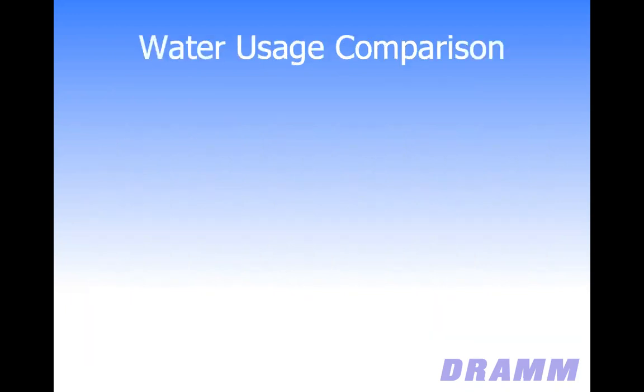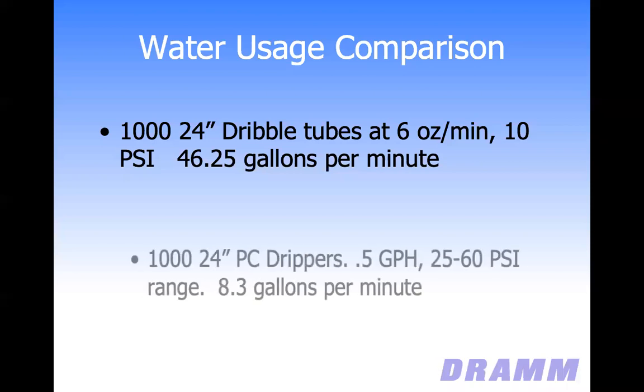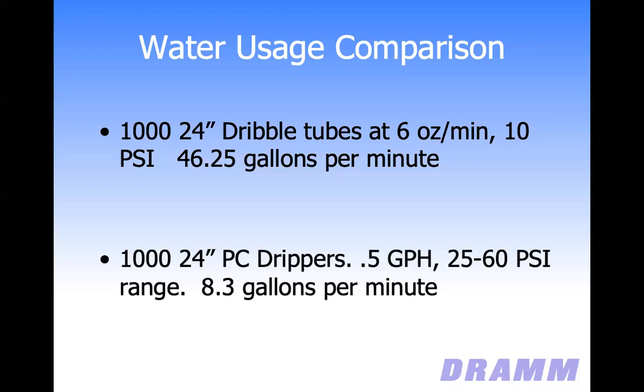and pressure compensated emitters. And just to give you an idea of the difference, if I took 1,000 24-inch dribble tubes that had a flow rate of 6 ounces a minute based on that graph that we saw, and at 10 psi, I would need 46 gallons a minute to feed those 1,000 baskets. If I took those same 1,000 baskets with a 24-inch pressure compensating emitter that we know puts out a half a gallon an hour and works over a variety of pressure ranges, we only need 8.3 gallons per minute to treat the entire place.